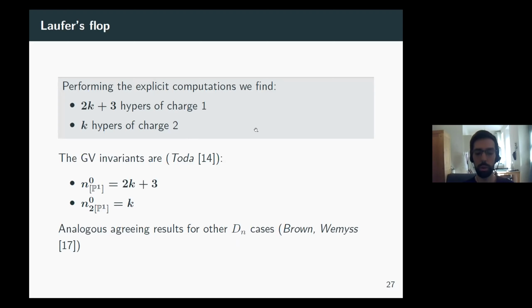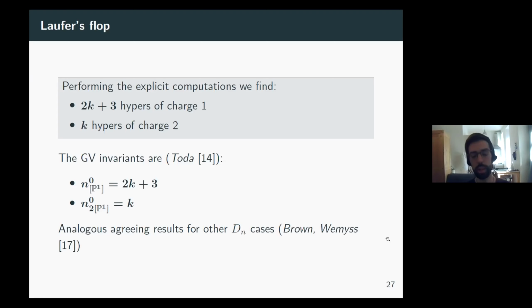On the other hand, we see, as for example computed by Toda, that the GV invariants for this geometry are as follows. We have that N0 referred to the class of the exceptional P1, so the central node of the Dn series, is equal to 2k plus 3, and that N0 of twice the class of the exceptional P1 is equal to k. And so again, we see that there is a perfect agreement between the number of hypermultiplets and the GV invariants for the geometry. We have obtained also analogous agreeing results for other cases in the Dn series, for example, the examples examined by Brown and Wemyss in one of their recent papers.